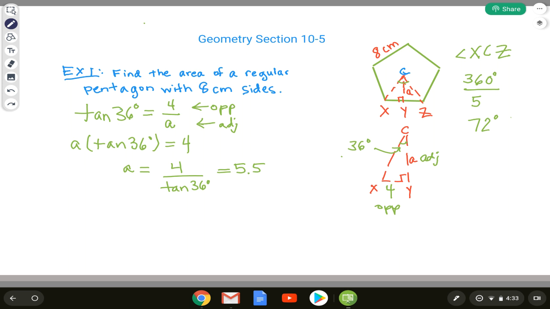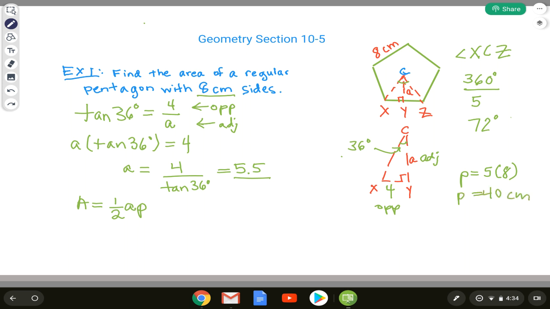So thinking back to the formula for the area of a pentagon or any other regular polygon, in the other section that we looked at, we learned that it was equal to 1/2 the apothem times the perimeter. So now we know the apothem is 5.5. We don't know the perimeter, but we do know the side length, which is 8 centimeters. So for the perimeter, we would just need to multiply 5 times 8. That would give us that the perimeter is 40 centimeters.